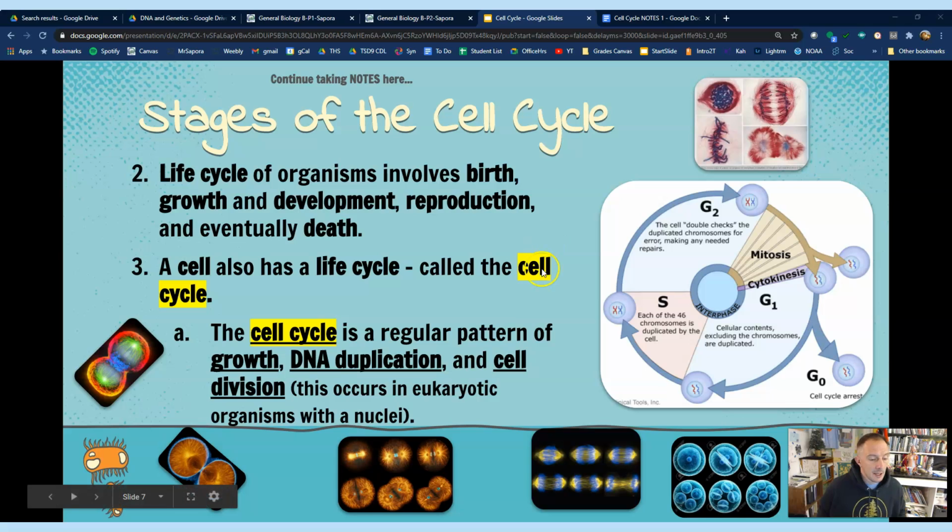and not going extinct. Now, this process of the cell cycle occurs in eukaryotes, things with a nucleus. In prokaryotes like bacteria, it's a little simpler, and we're not going to get into that. We're going to focus on ourselves, plants, fungus, animals, and protists for this part.